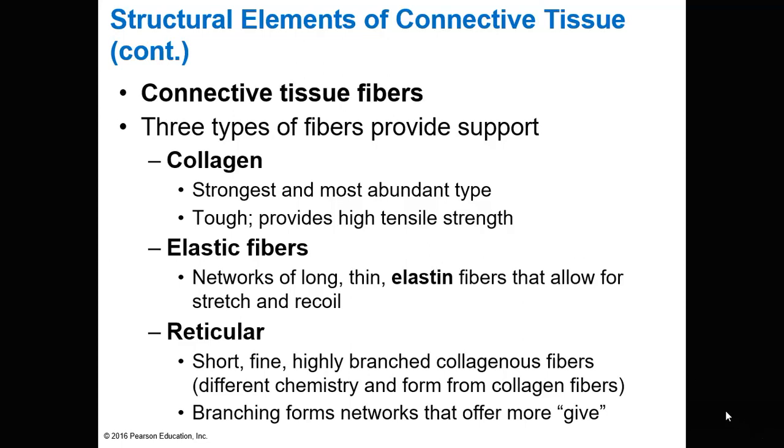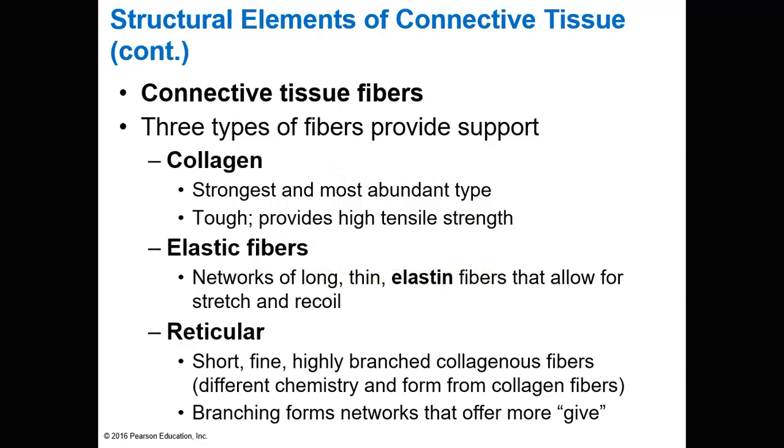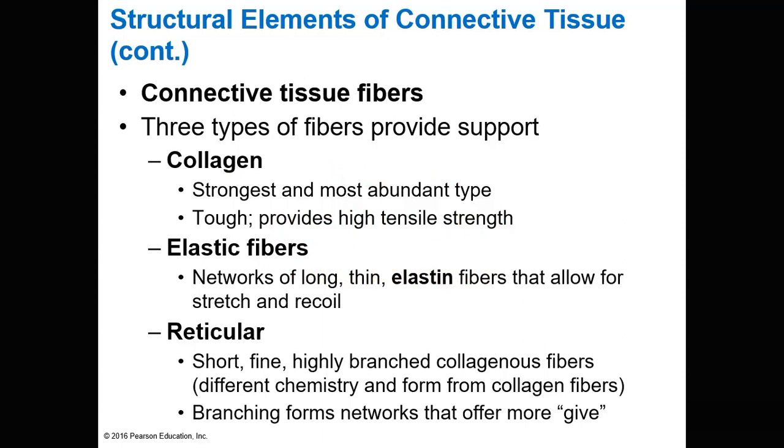You find elastic fibers mainly in the connective tissue proper. Some cartilage does have elastic fibers. And again, remember, you're not going to find it in blood. Blood doesn't have any fibers. And you're not going to find elastic fibers in bone either. So mostly in connective tissue proper, and a few of the cartilages you'll find elastic fibers, but not in bone or blood.